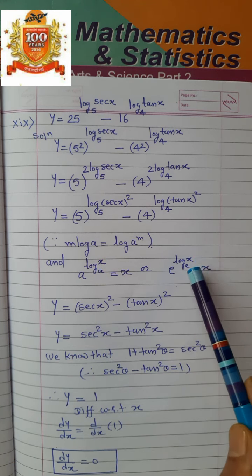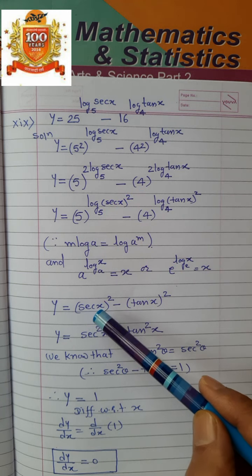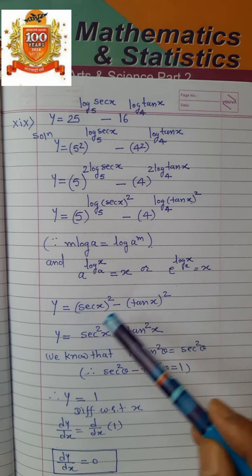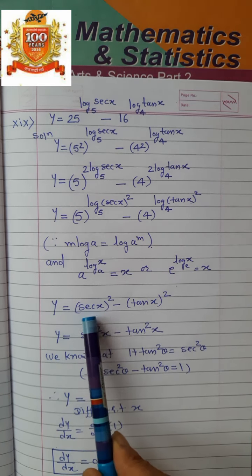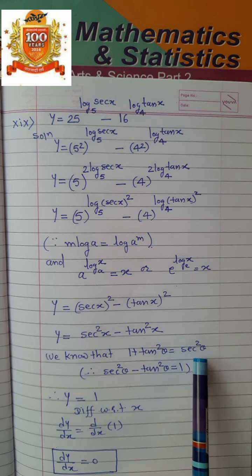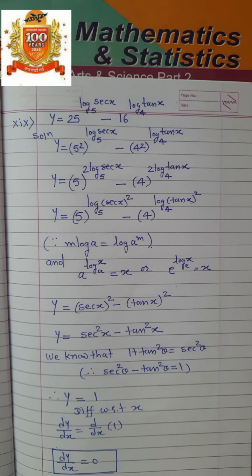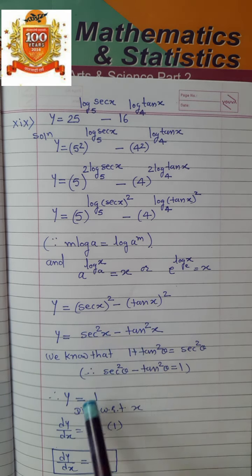Therefore, 5 raised to power log of sec x square to the base 5 can be written as sec square x. Similarly, here we get tan of x whole square. Here sec of x whole square. That is y is equal to sec square x minus tan square x. Now we know the formula, the basic identity 1 plus tan square theta is equal to sec square theta. Therefore, sec square theta minus tan square theta is equal to 1. That is y is equal to 1. Differentiate this with respect to x.